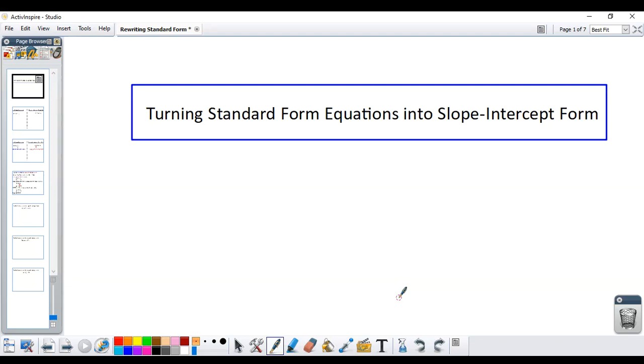So in this video, I'm going to talk to you about how to turn standard form equations into slope-intercept form equations. You would do this if you were being asked to solve for x, if you were being asked to graph a standard form equation, or if you were just being asked to rewrite the equation into slope-intercept form.